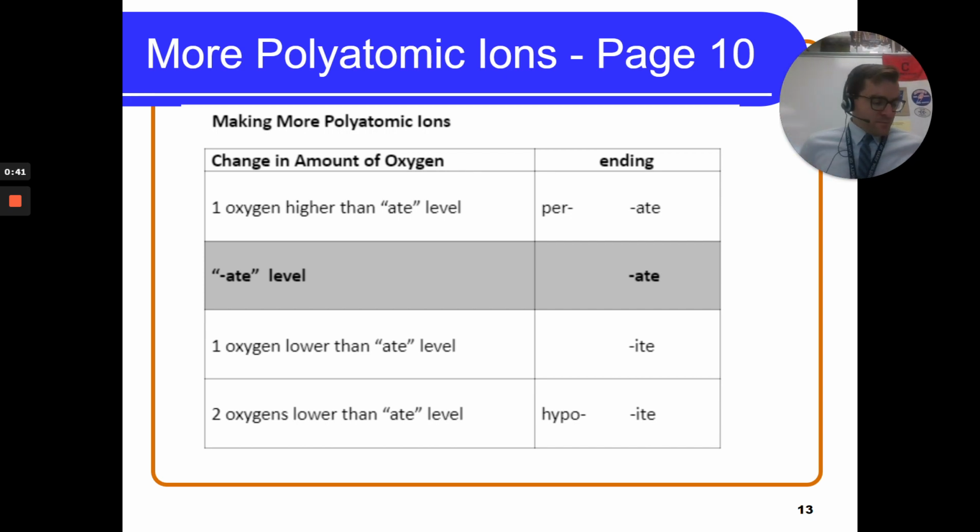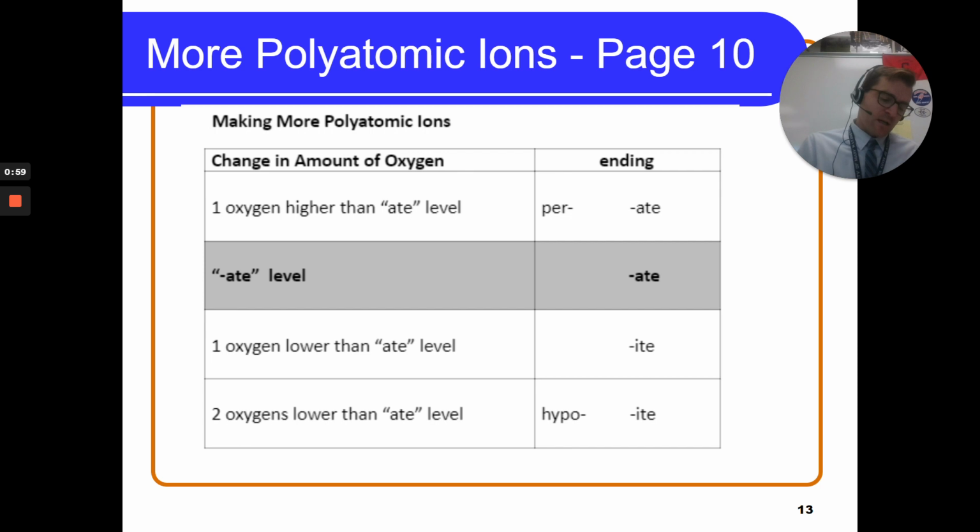At this point, you should probably take out a sheet of paper. If you want to do some notes, you're also going to have to write and name these polyatomic ions. So let's take a look at these.